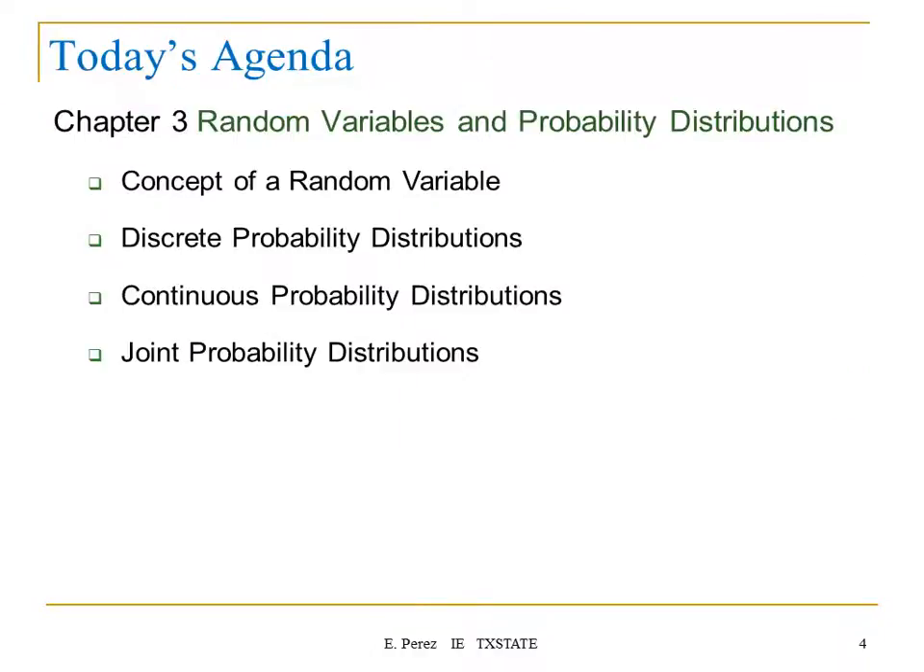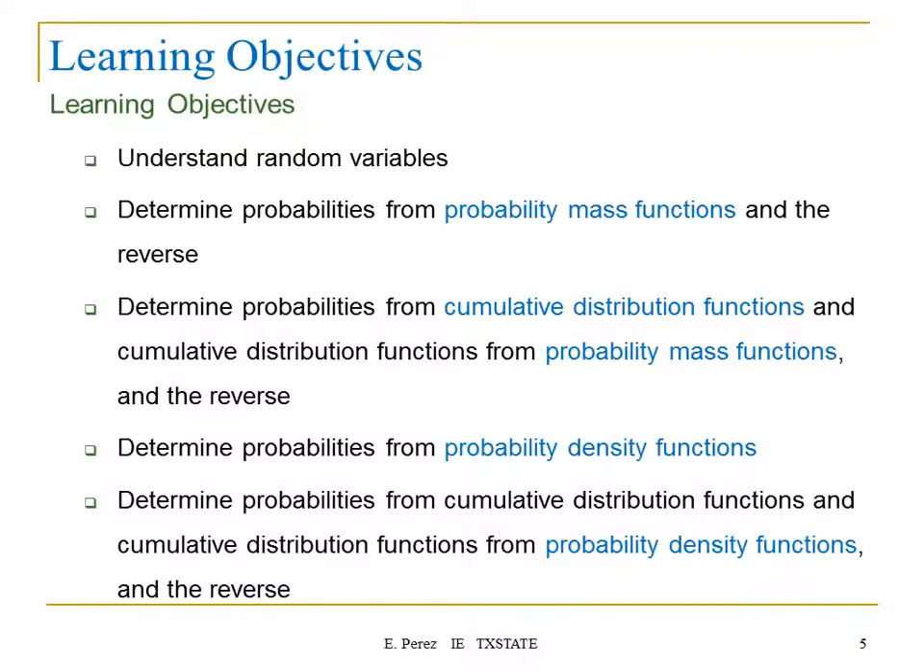So the outline for this lecture, again, we have 4 bullets. Understand the concept of the random variable, discuss what is a discrete probability distribution, what is a continuous probability distribution, and what is the difference between those two. That last bullet is not going to be part of the exam. So that's a material that we're going to cover after the exam, which is joint probability distributions. So the learning objectives, again, I want to make sure that you understand those concepts for the exam. We're going to talk specifically about those concepts in blue today.